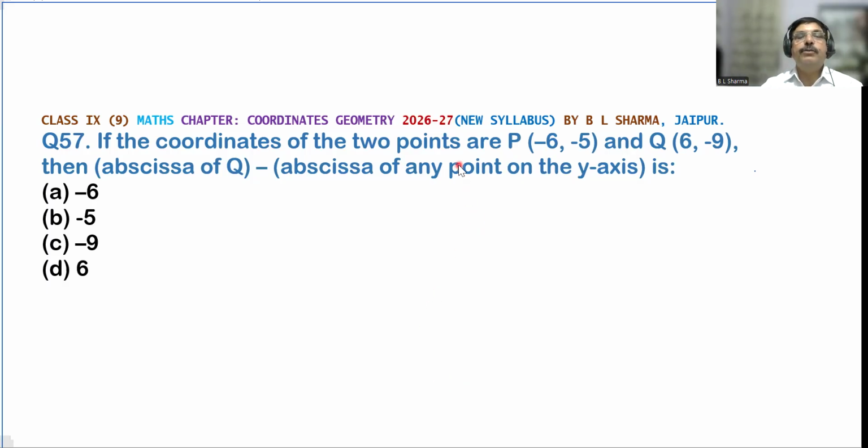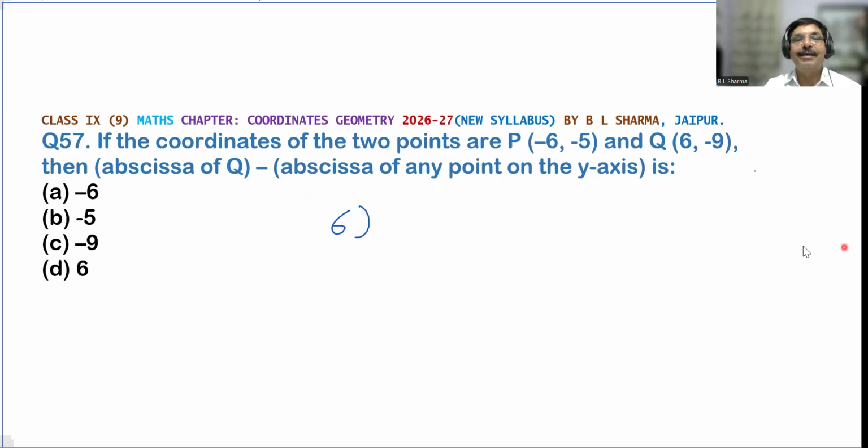If the coordinates of the 2 points are P (-6, -5) and Q (6, -9), then what is the difference of abscissa of point Q and abscissa of any point on the y-axis? The abscissa means x coordinate of point Q, that is 6. And the abscissa of any point on y-axis: what is abscissa on y-axis? Can you recall it?